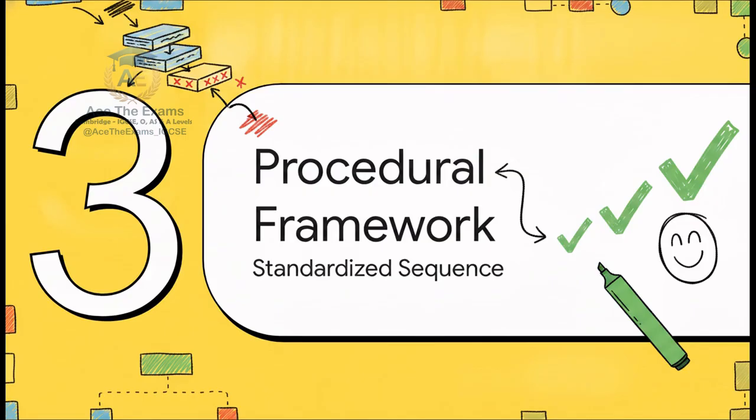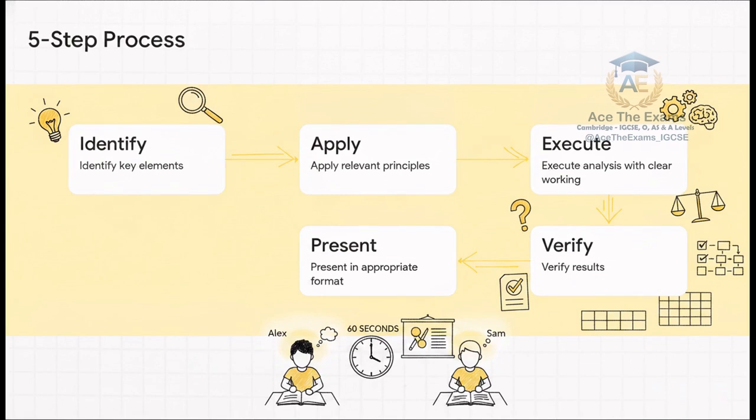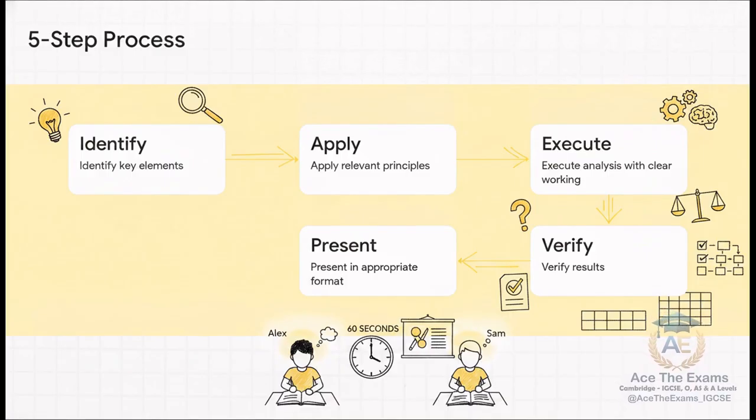Let's dive into Section 3, the procedural framework. This is where the real transformation happens. We're going to turn those red pen marks into green check marks. By strictly following this standardized 5-step sequence, you systematically deconstruct the question, extract the relevant data, and present it using professional terminology. Let's run through our success blueprint.